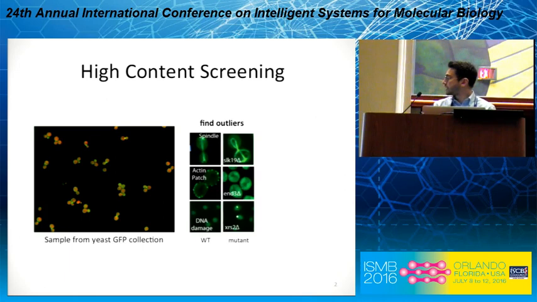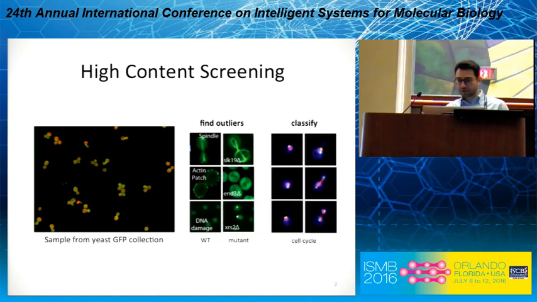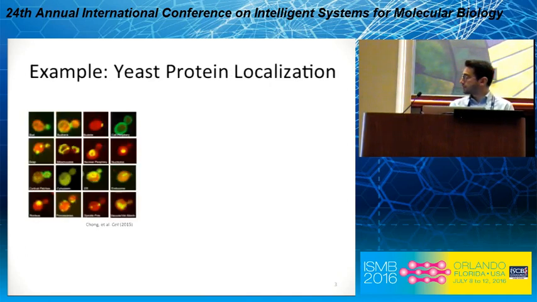In this case, we're looking at different compartments in the cell, and we screen them across deletion mutants to see which deletion mutants can cause morphologies that differ from wild type. And we can also look at classification type problems where we want to classify cells into cell cycle stages and see how protein localization changes with the cell cycle. So for most of the talk, I'll be talking more specifically about protein localization.